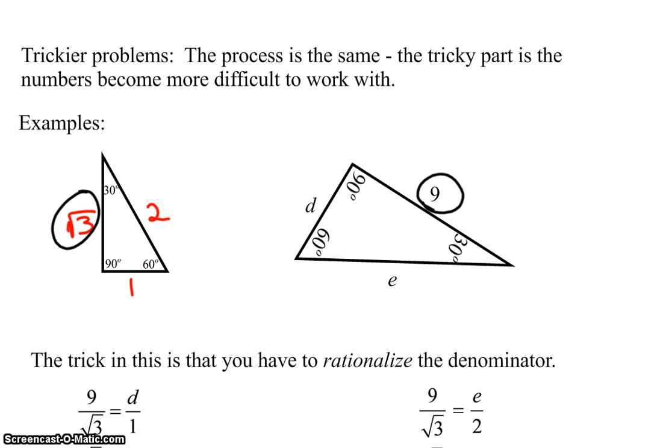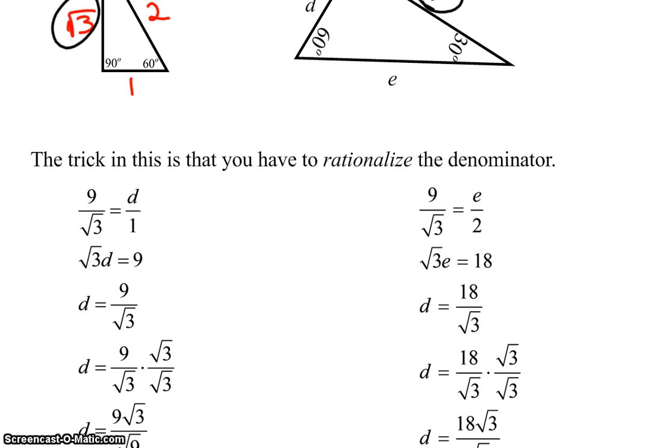And this is where it gets a little bit tricky, because when I solve this problem, I have 9 matching with the square root of 3 in the same way that d matches with 1, that's the short leg. And when I did my cross products, I ended up with the square root of 3 times d equals 9. That meant I had to divide by the square root of 3. Pretty easy to get to the point where you have 9 over the square root of 3, but this is where you need to remember your Algebra 1.